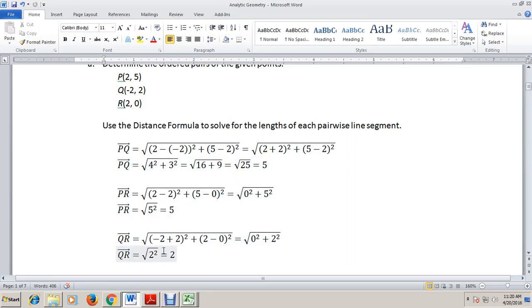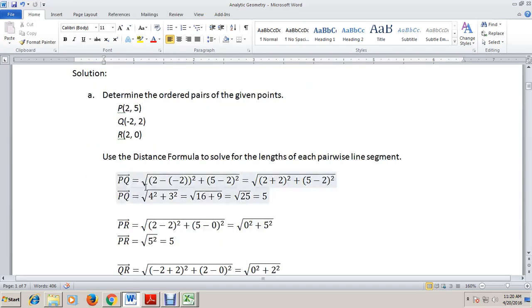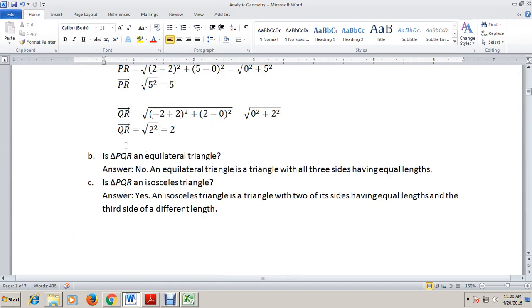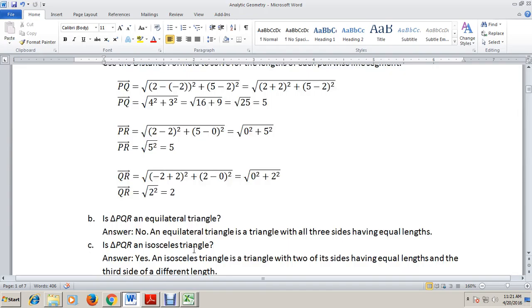So, having computed the distances, we can now answer questions B and C. Is triangle PQR an equilateral triangle? The answer is obviously no. An equilateral triangle is a triangle with all three sides having equal lengths. Since the sides PQ and PR are of equal distances, and the third side of the triangle is of a different length, therefore triangle PQR is not an equilateral triangle.